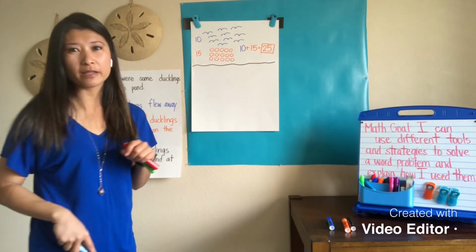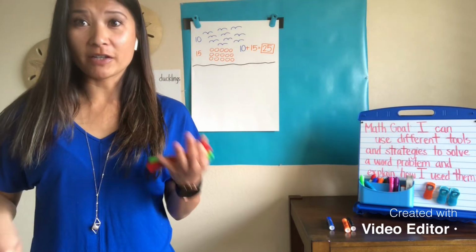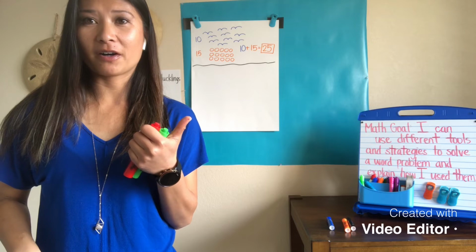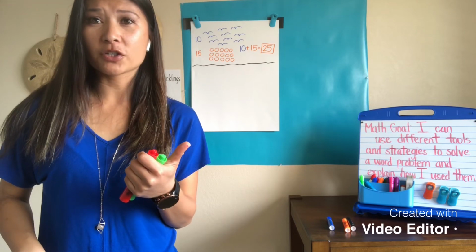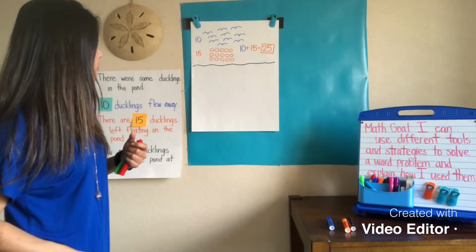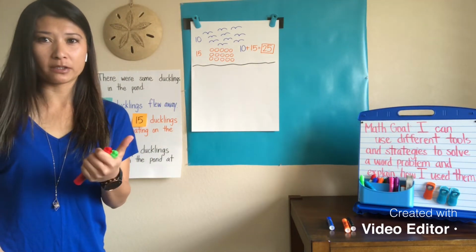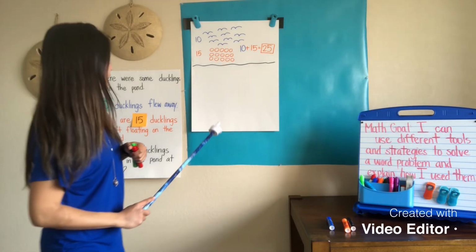So remember also that mathematicians, they're not artists, right? They're efficient. That means they are quick when they're showing their work, but also accurate. So you want to choose a visual representation or a drawing that's quick, but also clear.